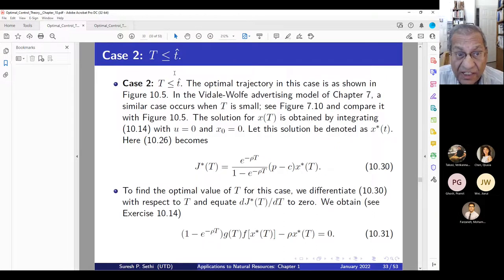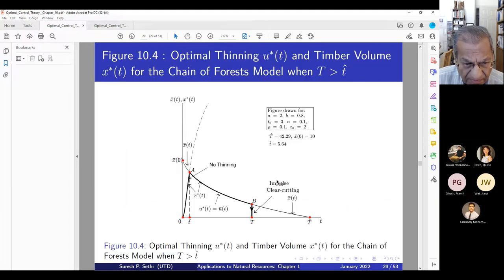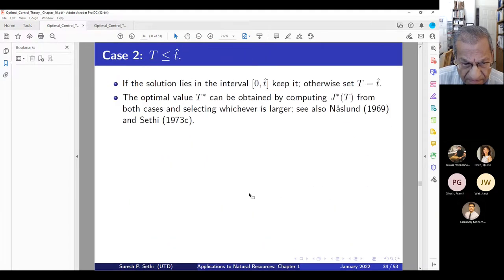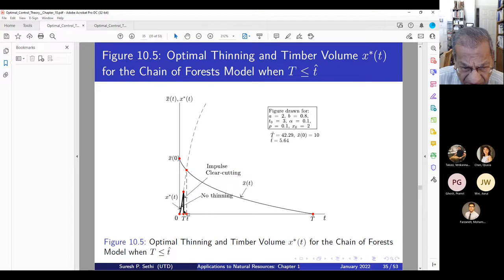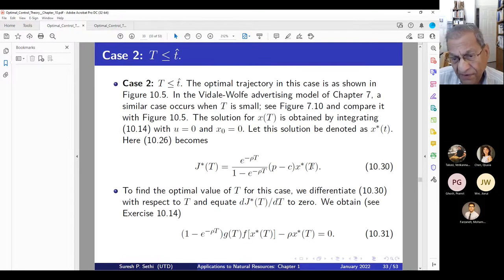Now the other solution is, let's assume t less than t hat. If you assume t less than t hat, then the timber is only coming from the clear cut. There is no other timber. If you look at the picture, the timber is only coming from here. X star of t, the t where you are going to clear cut the forest. You grow a little bit and then grow. That's what you do. So that formula gives you this.